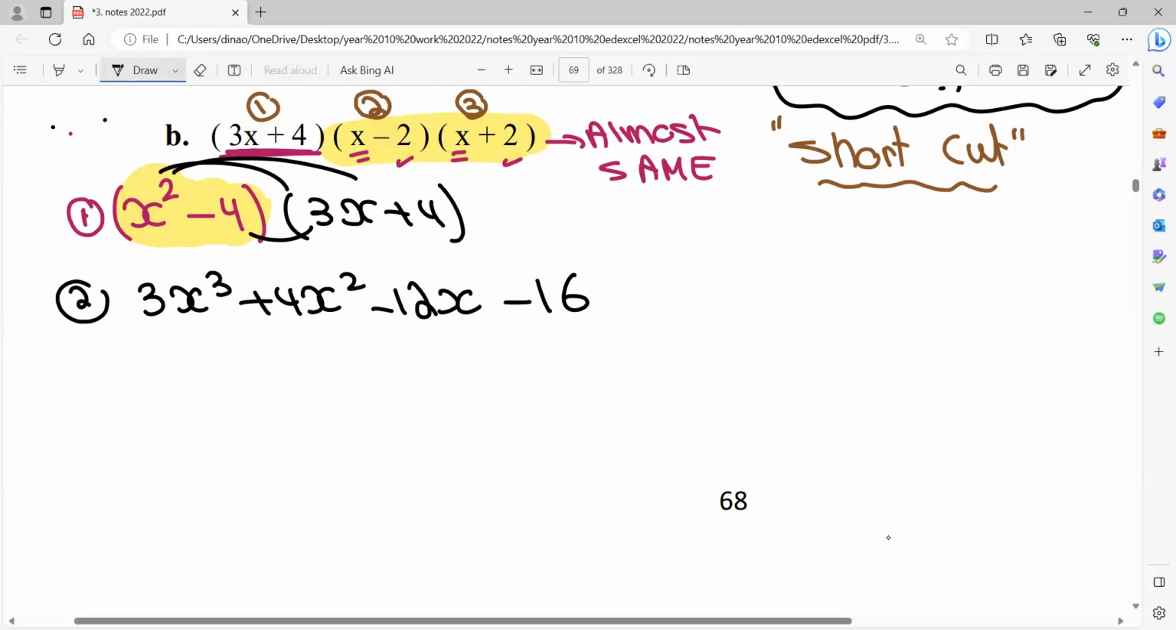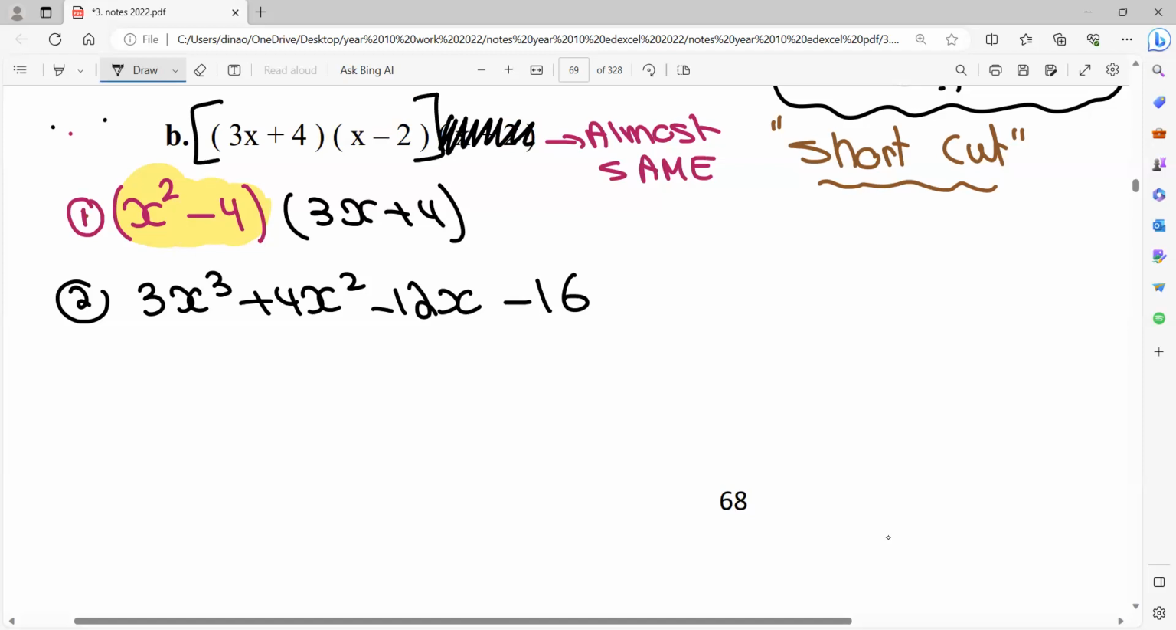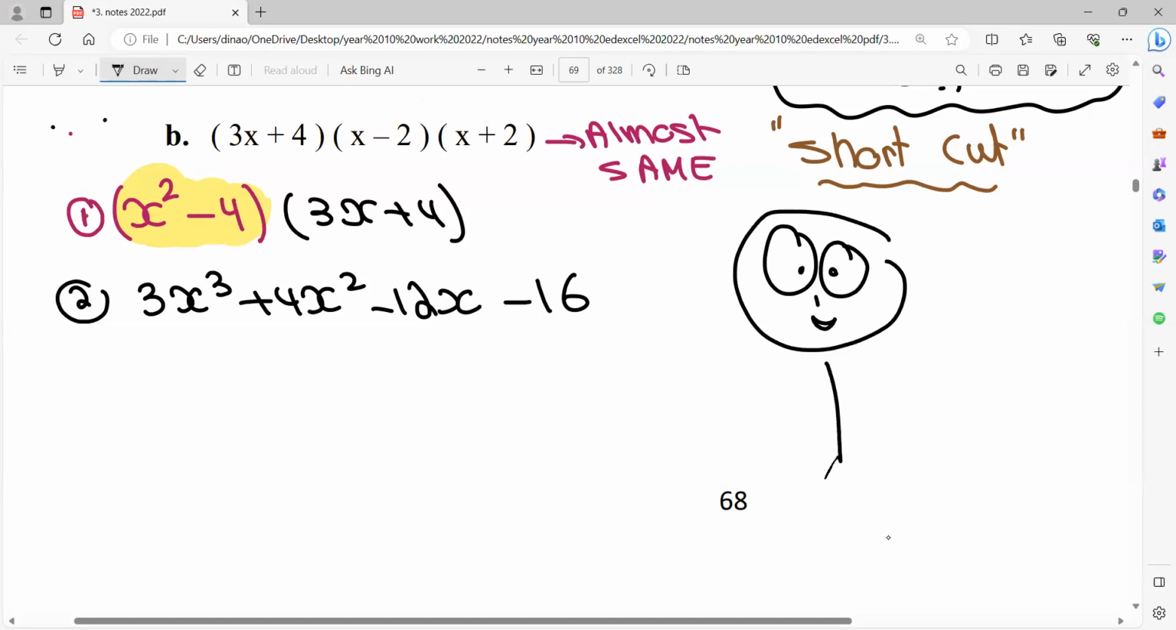I always get this question: what if I decide to multiply these two first, then multiply by the third? Will I get the same answer? Definitely, 100%, you will get the same answer. Any 2 brackets that you pick and multiply, and then multiply with the third, will give you the same answer. The whole idea is that we have to be smart with our selection.